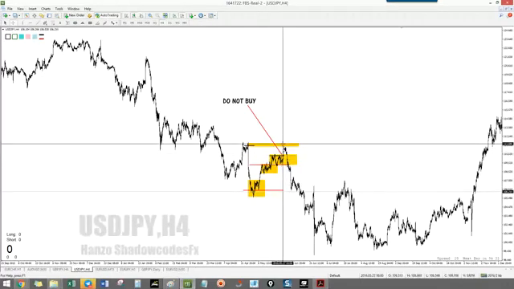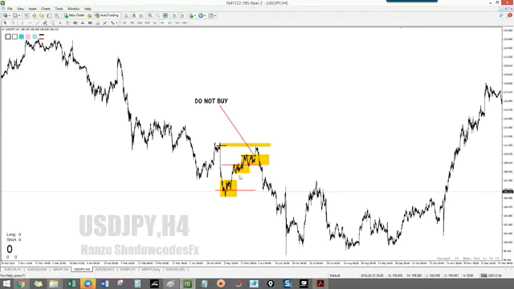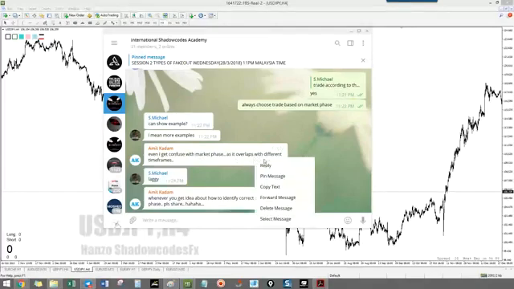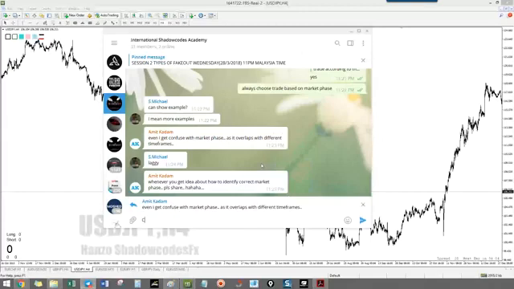Okay, and then it touches and then down. Okay, so that's it. Am I explaining this? Can show me more example. Even I get confused with market phase as it overlaps with different time frames. Choose the phase on the current time frame that you are trading.